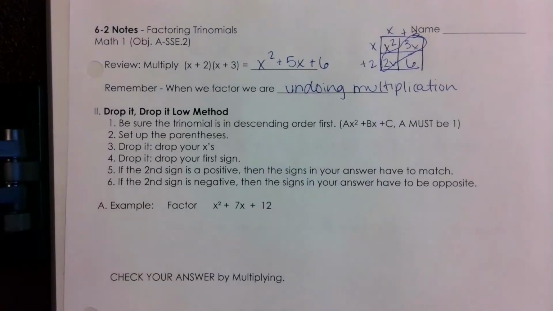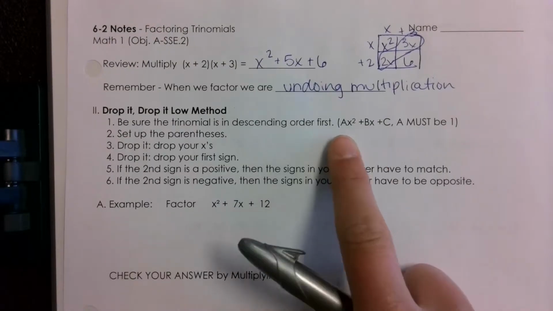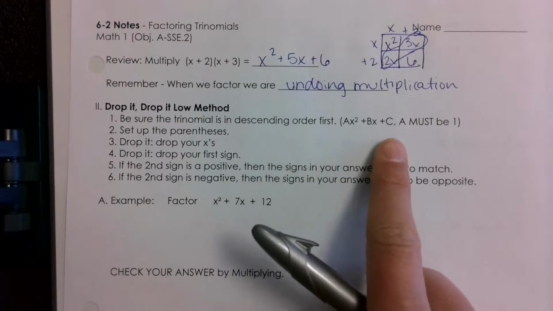We've got 2 different ways that we're going to go about doing that today. I'm going to show you both, and then I don't care which one you do. Whichever you like best is fine. The first one that I'm going to show you is called drop it low. This is the one that I like best, so it's the one that I'm probably going to use most often. Anytime you're factoring, you've got to make sure that you're in descending order first. So make sure you've got x squared, x, and then your constant. And then you're going to set up your parentheses.